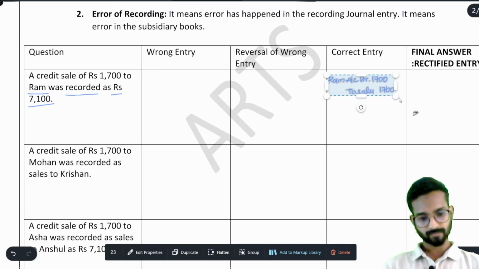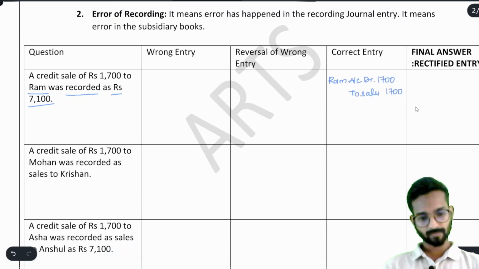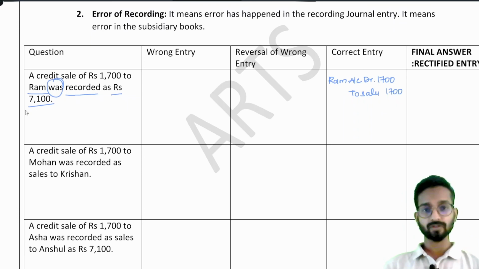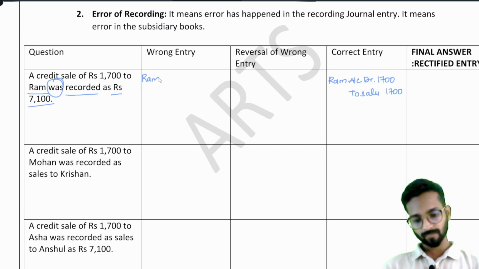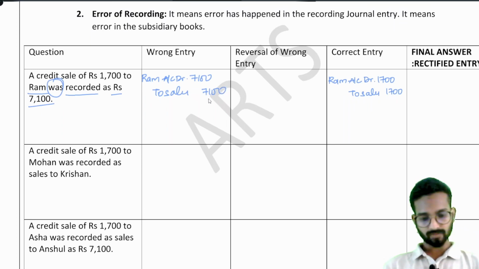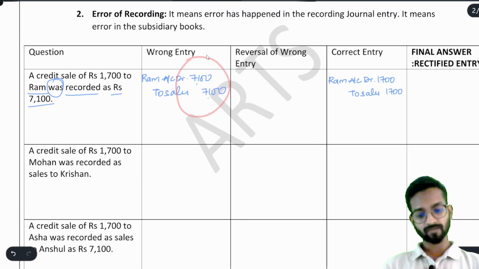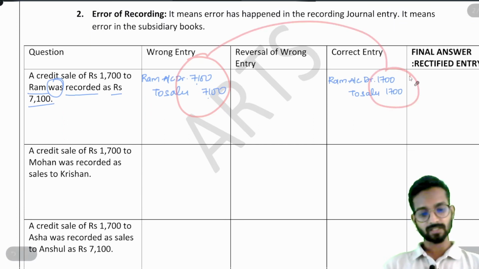Now after this, understand this. If I tell you it was recorded as 7100, what is the wrong entry? The wrong entry was Ram account debited by 7100 and we credited sales 7100. Understood? See, wrongly I have written 7100. I had to write how much? 1700. Okay. How will I get the rectification entry?